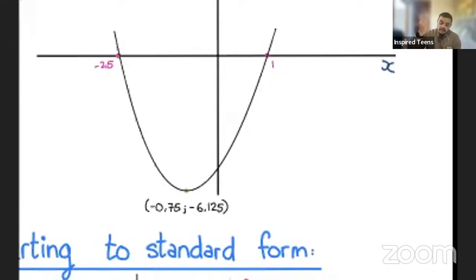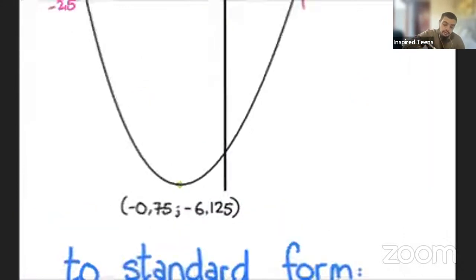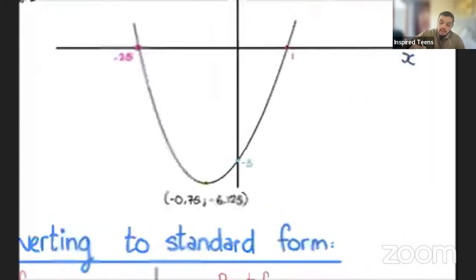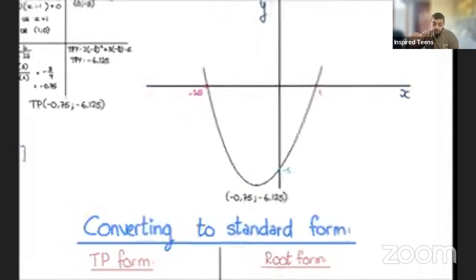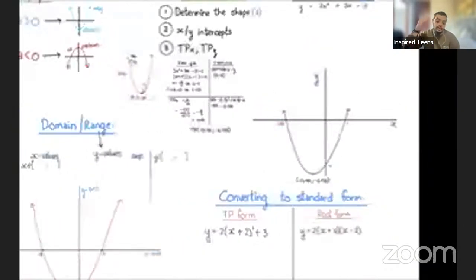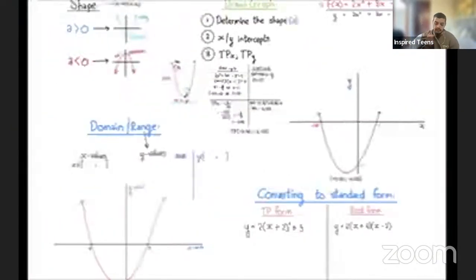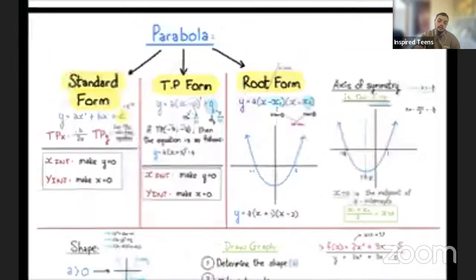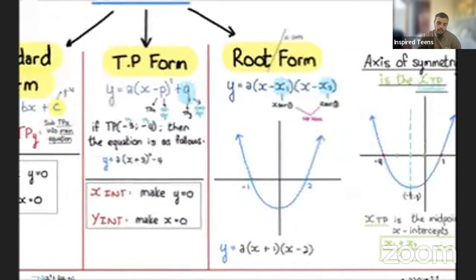Okay, so yes, that's how the equation looks, and then we'll just say that negative 5 is here. So x-intercept, y-intercept, turning point, done. That's how you draw a parabola graph. Obviously that's in standard form. There are also other ways, where you just need to work with the turning point and x-intercepts using the other forms.